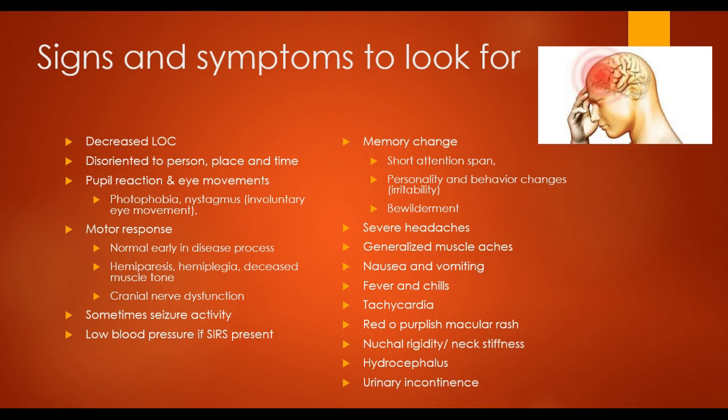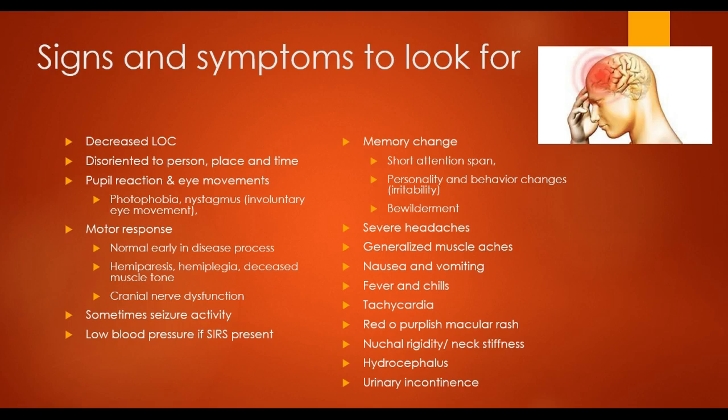Cranial nerve dysfunction, sometimes seizure activity, low blood pressure if SIRS is present, right? So what is SIRS? It's a systemic inflammatory response syndrome, right? So we have increased heart rate, increased temperature, increased white blood cells. What else is SIRS? Respiratory rate. And really, SIRS is only SIRS if there are two or more of those present with a source, right?